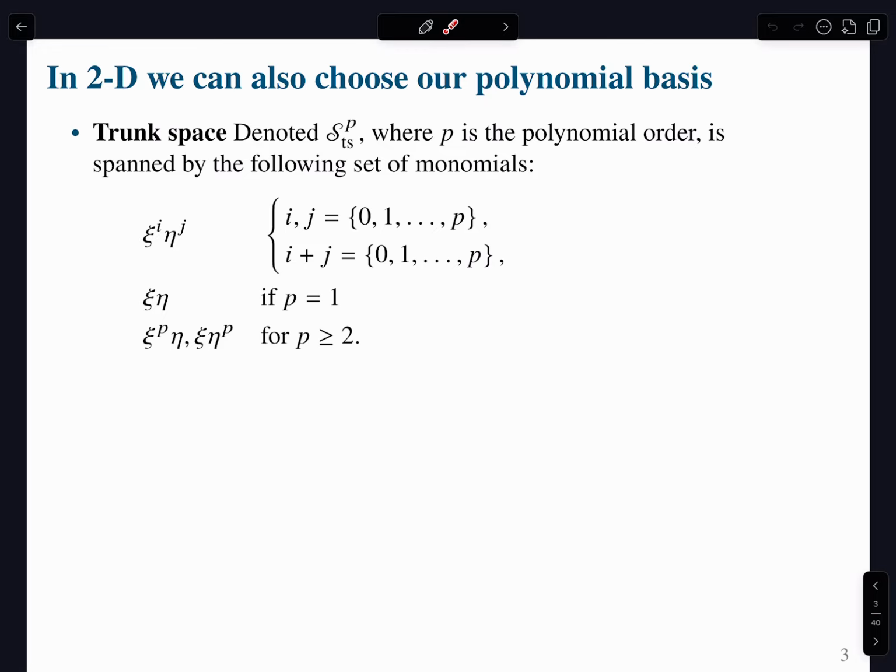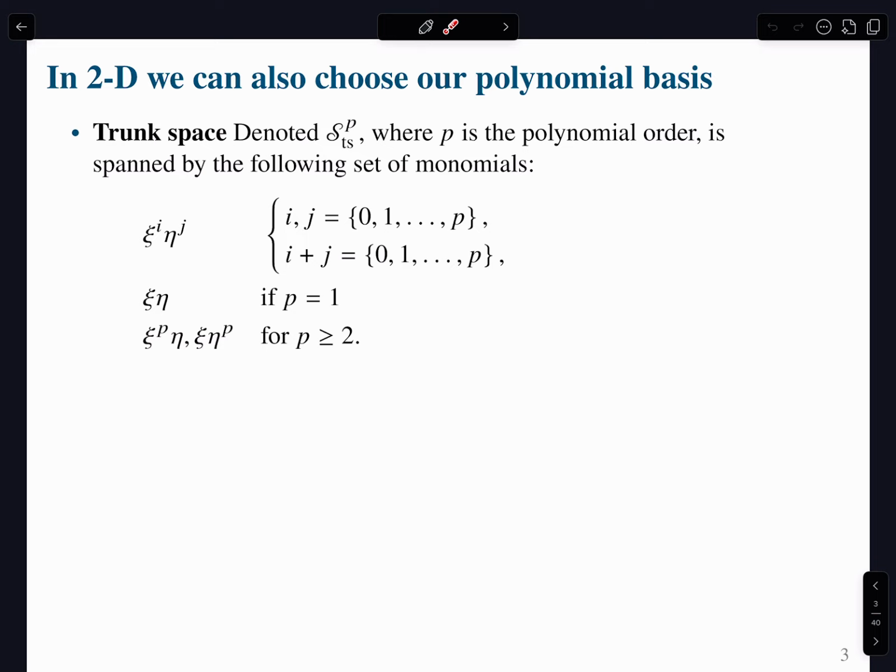But let's start talking about finite element spaces. So we can actually categorize 2 types of spaces in higher dimensions. One is the so-called trunk space that we're going to denote as of order p, TS as trunk space, right? Where p is the polynomial order that we want, and this set is going to be spanned by these bases. So we're going to have ξ and η to the power of i and j respectively, right? And of course, i, j takes all those values all the way up to p.